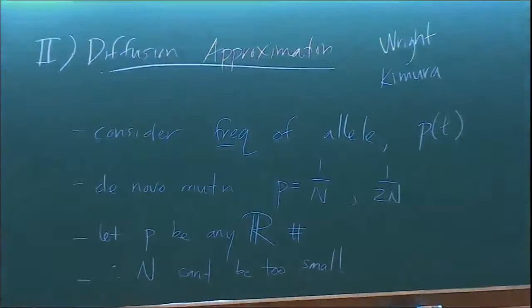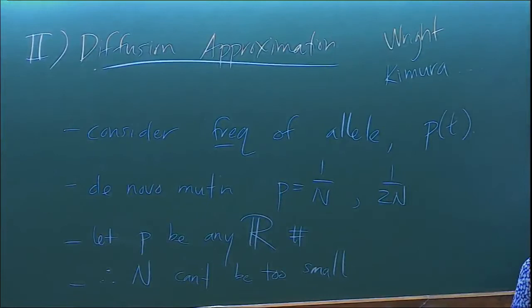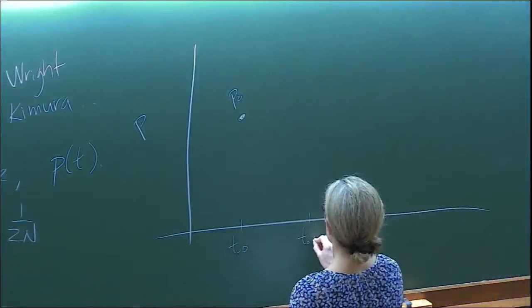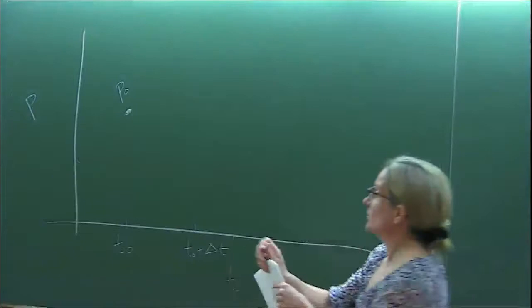Okay, and then the basic idea I'm going to sketch out for you here. This is time, and this is P at some time zero. P of T is equal to P zero, P of T zero, with probability one. But at some later time, T zero plus delta T, there might be a spread. We don't know exactly where this population or where this frequency is going to go.